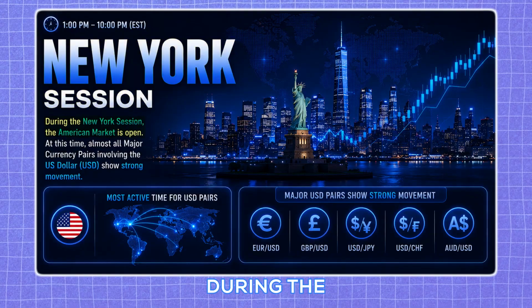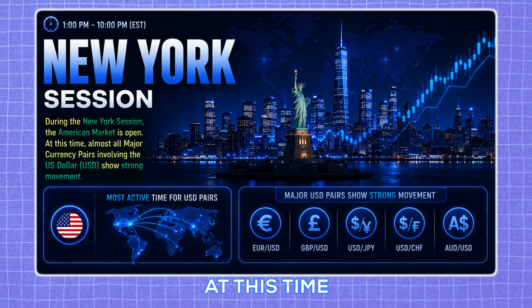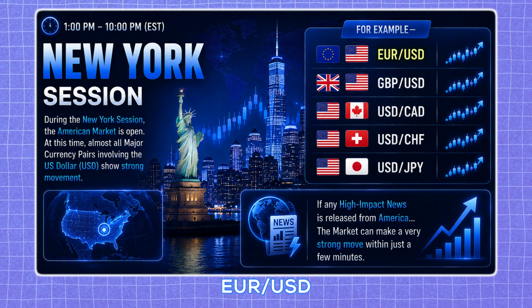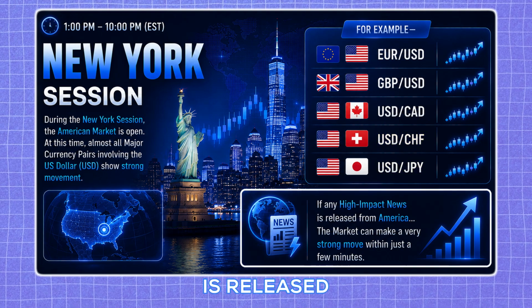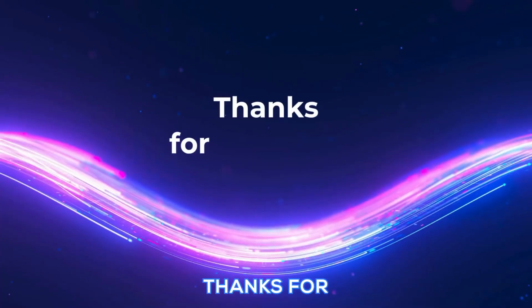New York session. During the New York session, the American market is open. At this time, almost all major currency pairs involving the US dollar, USD, show strong movement. For example, EUR/USD, GBP/USD, USD/CAD, USD/CHF, USD/JPY. If any high-impact news is released from America, the market can make a very strong move within just a few minutes.